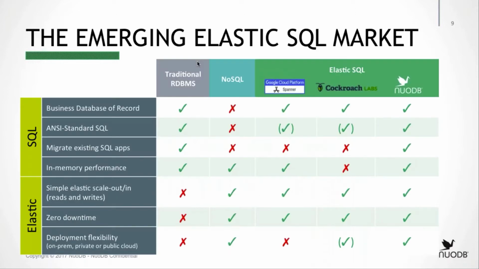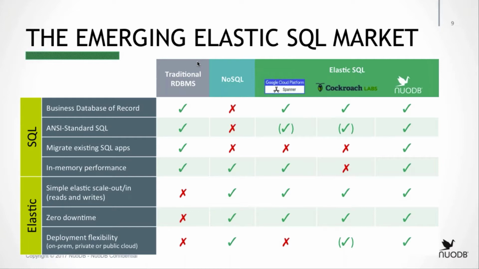So if we look at the landscape today, we see a mixture of options out there. We see traditional relational databases that are excellent at providing a business database of record with key capabilities around SQL and ACID properties, but as we discussed, really can't scale out very effectively. NoSQL technology can scale out elastically, but forgoes strict ACID compliance and full ANSI SQL support, making them less suitable for business-critical applications. Newer products such as Google Cloud Platform's Spanner and CockroachDB promise the combination of these areas with traditional relational designs that scale out elastically.